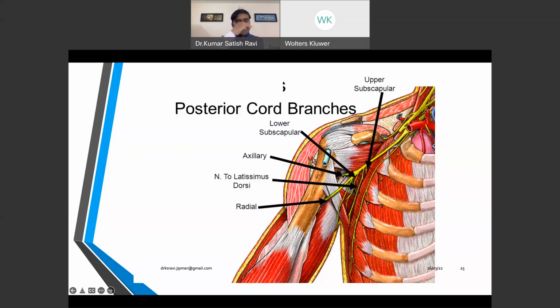Now what happens? It enters the quadrangular space, and then it supplies two muscles. One is the deltoid and another is the teres minor.